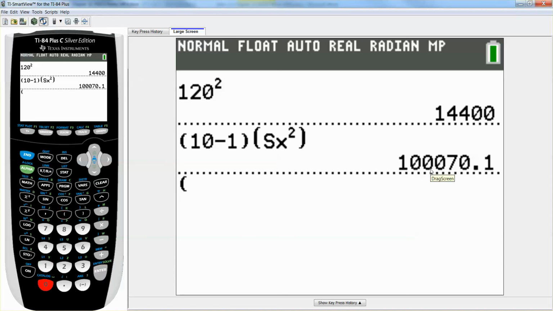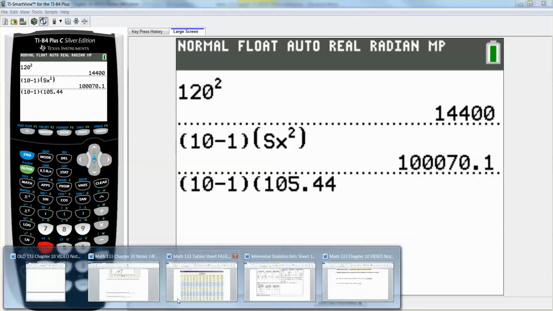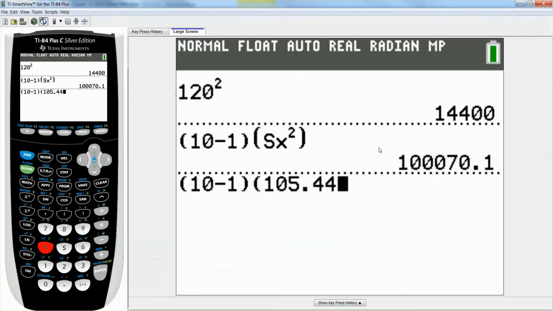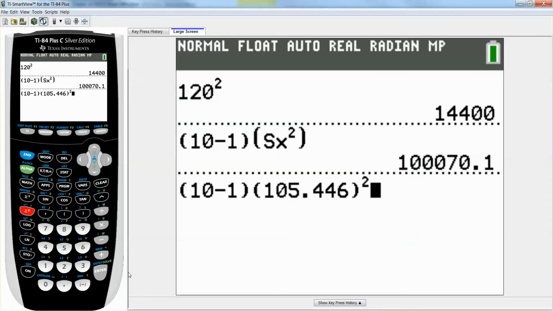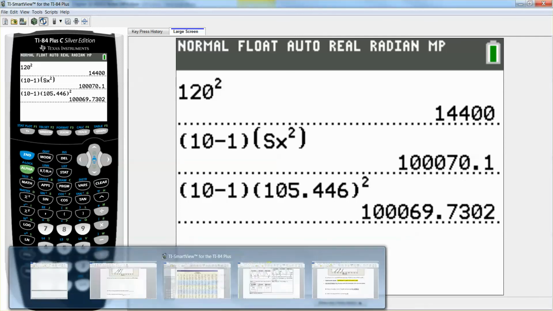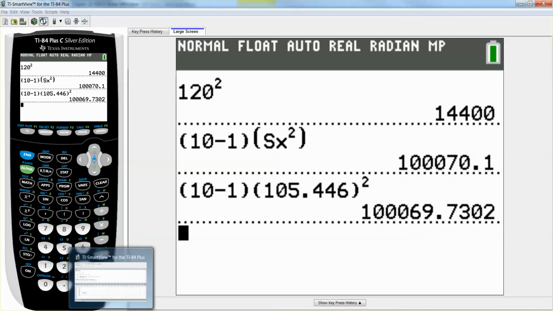Now, just on a side note, if I did 10 take away 1 times 105.44, I have to remember the number, 446, let's just do 446. 446 squared. Let's see how different they are. There, they're really close together, so that's not too bad. They round up to about the same number, 100070. I'm going to use the more accurate number because I can. I mean, I have the power of the calculator behind me. Don't forget how I did that.